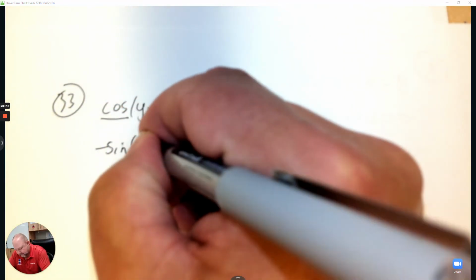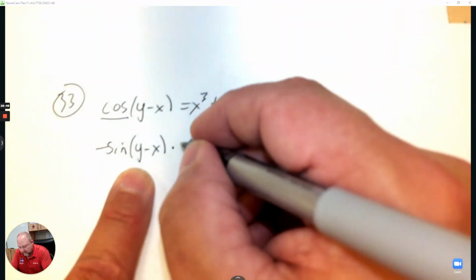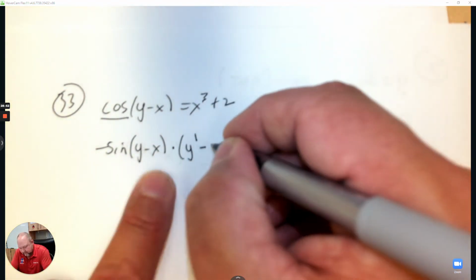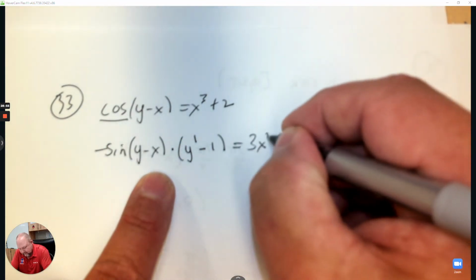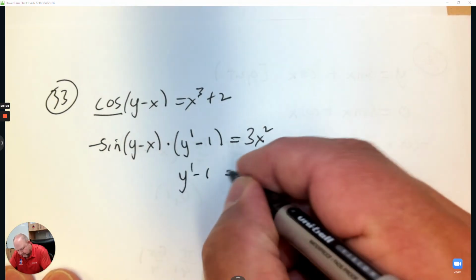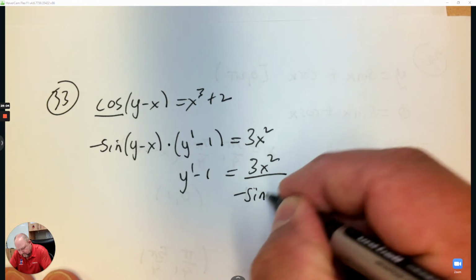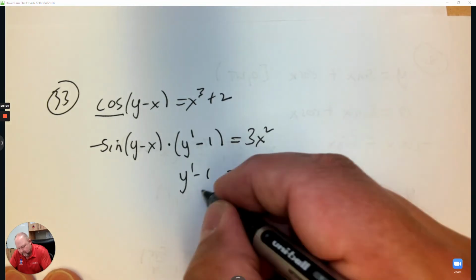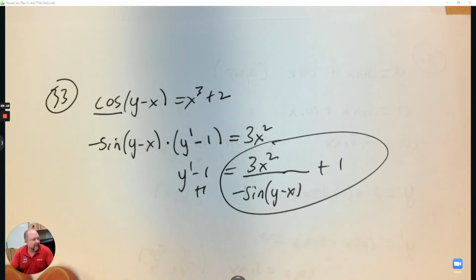33. Take the derivative of this. So cosine y subtract x equals x cubed plus 2. So the derivative of cosine is negative sine. The hook, the derivative of y is y prime, and the derivative of negative x is negative 1. This is 3x squared. The derivative of 2 is 0. To get y prime by itself, divide. And then add 1. And you have it. What number is that? 33.